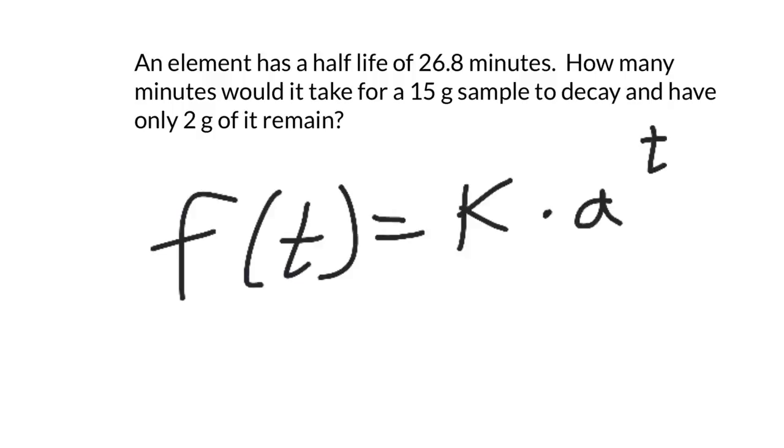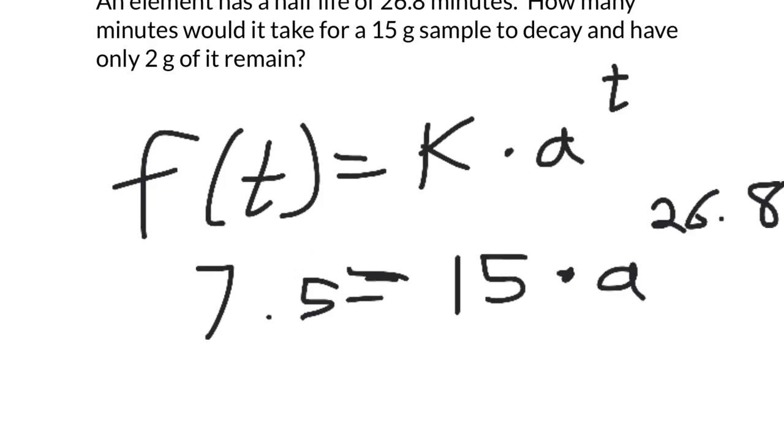So basically, if you have 26.8 minutes for a half-life, that means you have half of it, 7.5, left over. Start with 15. Half of it is going to be left over after those 26.8 minutes. So that's what it looks like when it's all plugged in. And now you can solve for A.